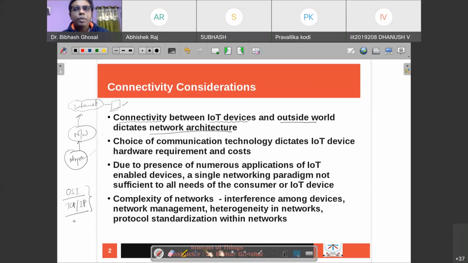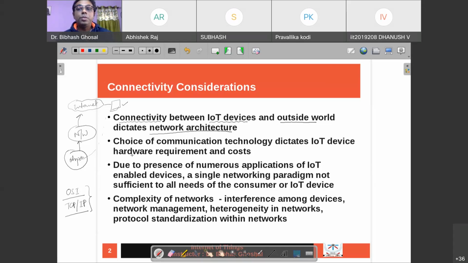But to ease things, people have tried to provide a layered architecture in the same lines as an OSI or TCP/IP model. And that is exactly what we have been seeing so far. Either a 3-layer or 4-layer or 5-layer, but there is no standardized architecture as such. Well, whatever be the case, the choice of communication technology dictates IoT device hardware requirement and cost.